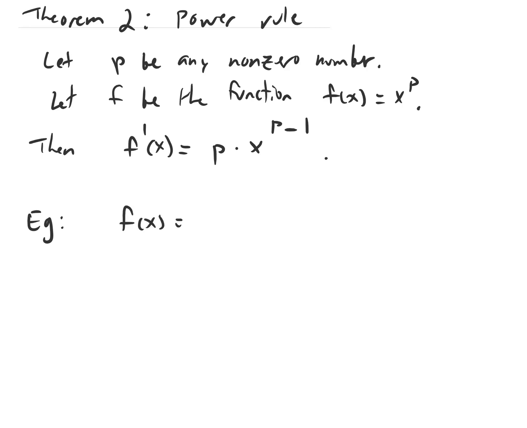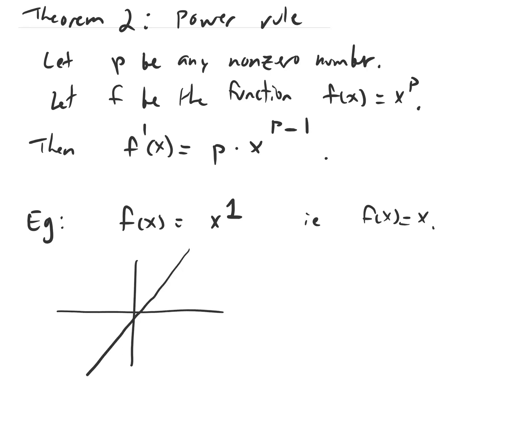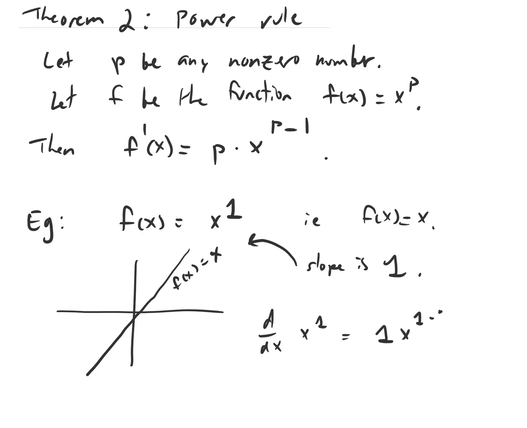So for example, if f of x is x to the 1, certainly a real number, it's like the line y equals x is the graph of this function. All right, what's the slope of the line y equals x? It's 1. So how does that square with the power rule? Let's apply the power rule to x to the 1. You get 1 times x to the 1 minus 1. That's 1 times x to the 0, which is just 1.